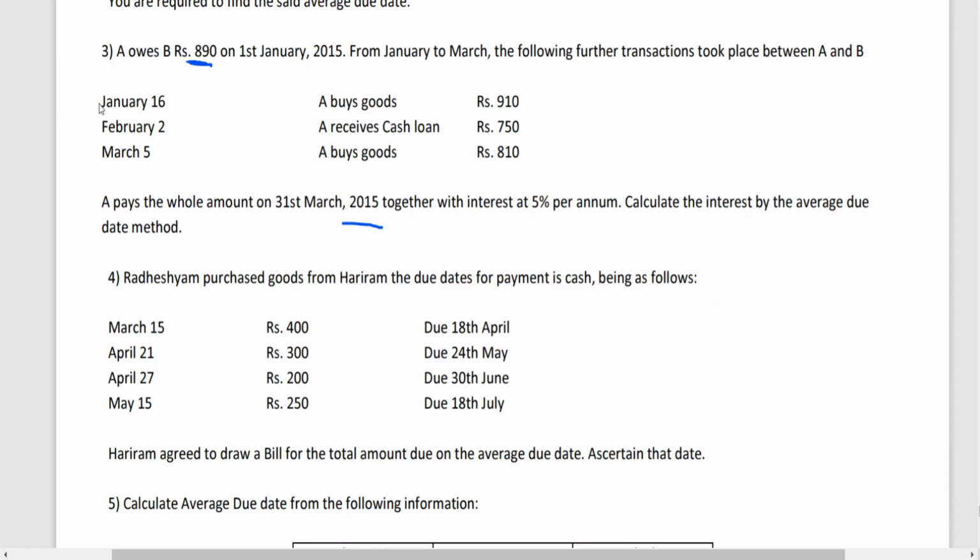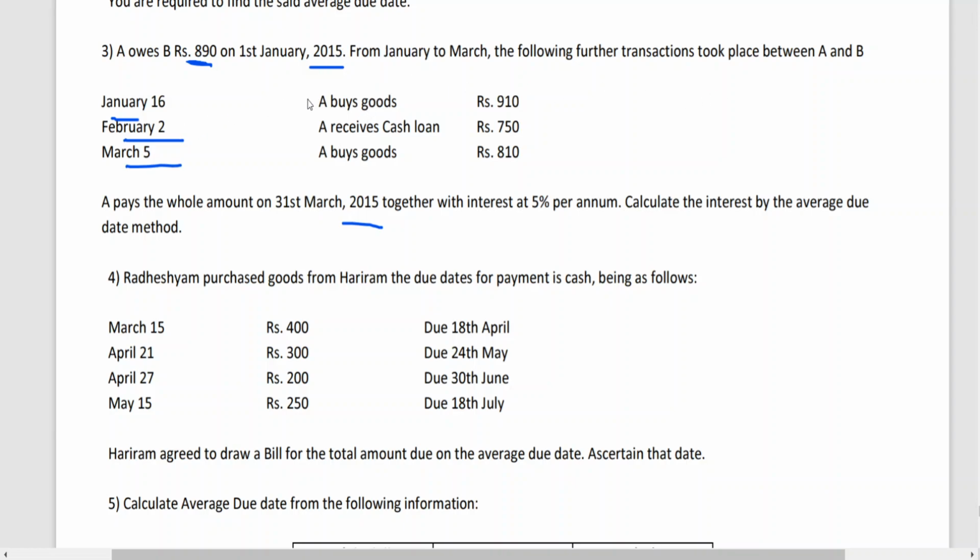See, here the date of transaction has been given. When the date of transaction is given without any tenure, we should take these dates, January 16, February 2nd, March 5th, and 1st January 15, as due dates. Clear to all of you? These dates have to be taken as due dates. And the second important point you should remember: whenever a bill is not mentioned, even if tenure is given, don't add 3 grace days. 3 grace days are to be added only in case of bills of exchange. Clear to all of you?